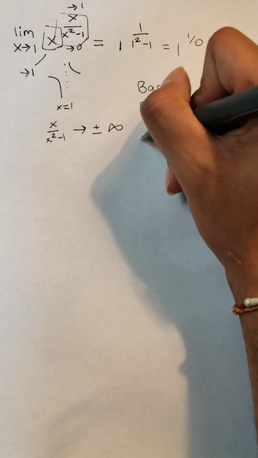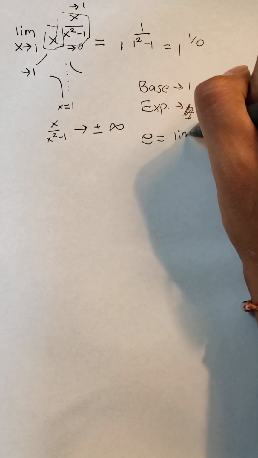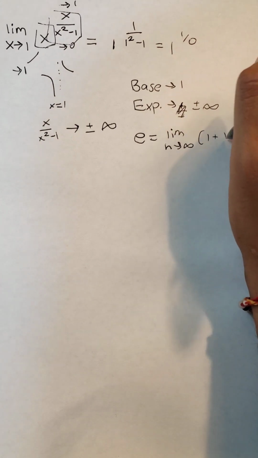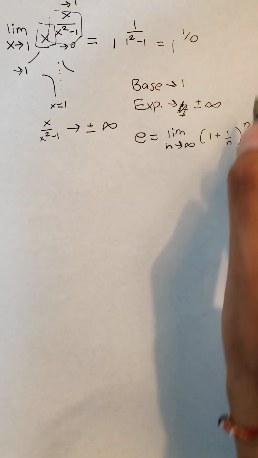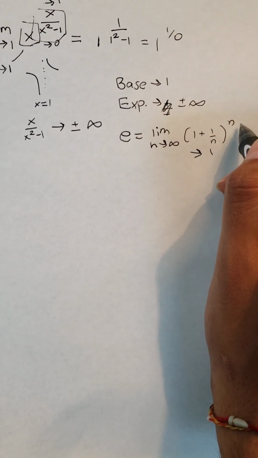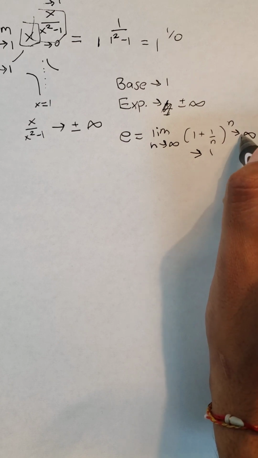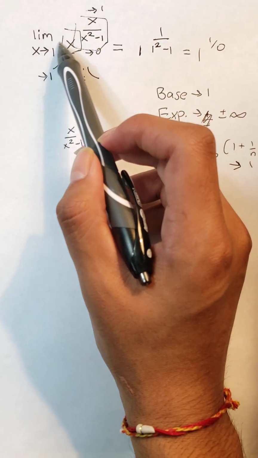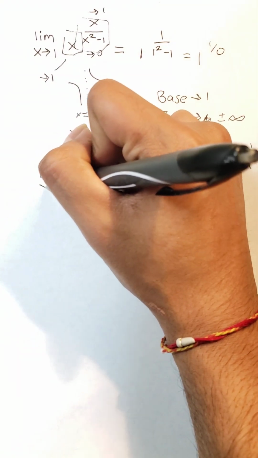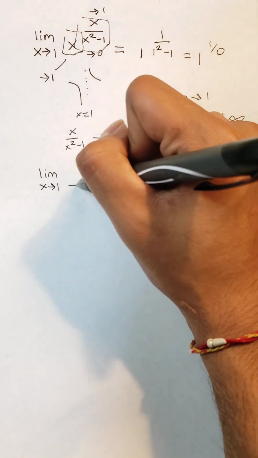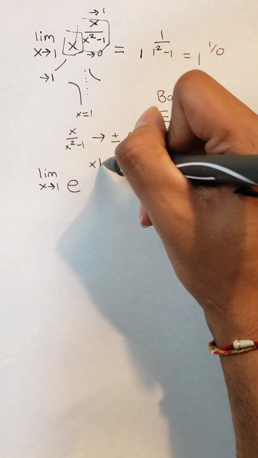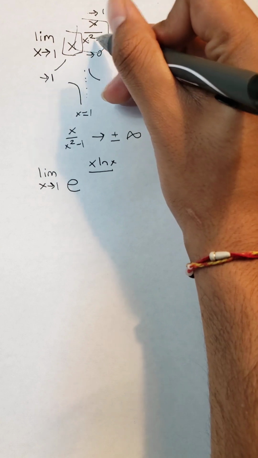Well, you might be familiar with e, which is the limit as n goes to infinity of 1 plus 1 over n raised to the n, where we have this base that goes to 1 and this exponent that goes to infinity. So we might reformulate this exponent in terms of e. So limit as x goes to 1, we use e as our base, x times natural log of x over x squared minus 1.